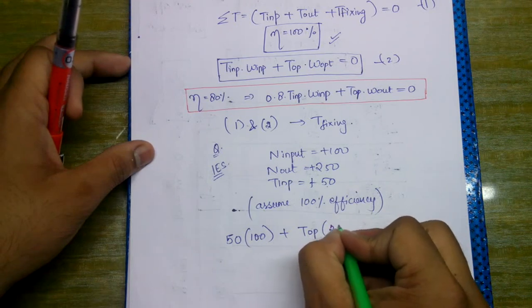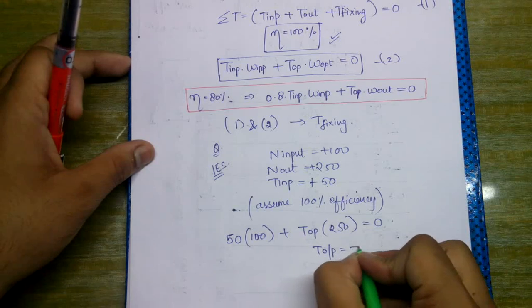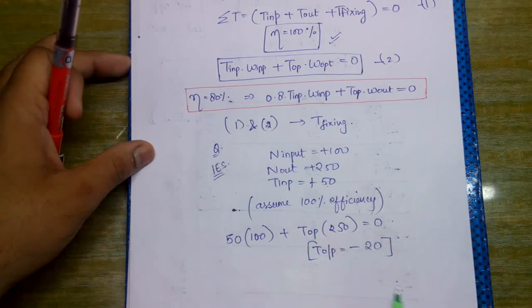Assuming 100% efficiency, we will write T input into N input plus T output into N output is equal to 0. So from here we get T output is equal to minus 20.